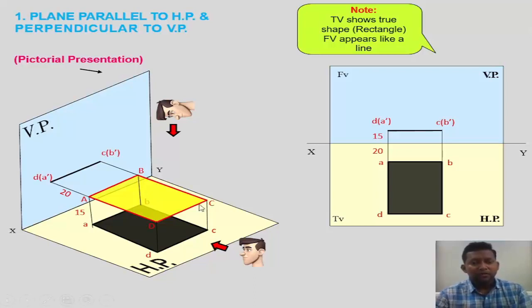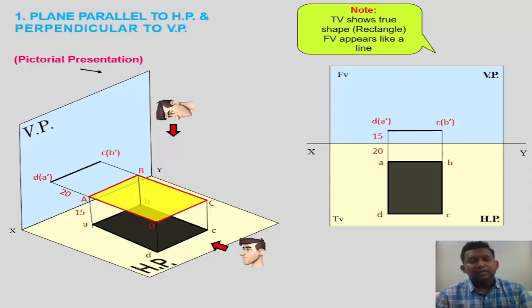These four corners A, B, C, D, or the edges AB, BC, CD and DA, all have the same distance with respect to the horizontal plane. That's why the plane position can be said to be plane parallel to HP and perpendicular to VP.